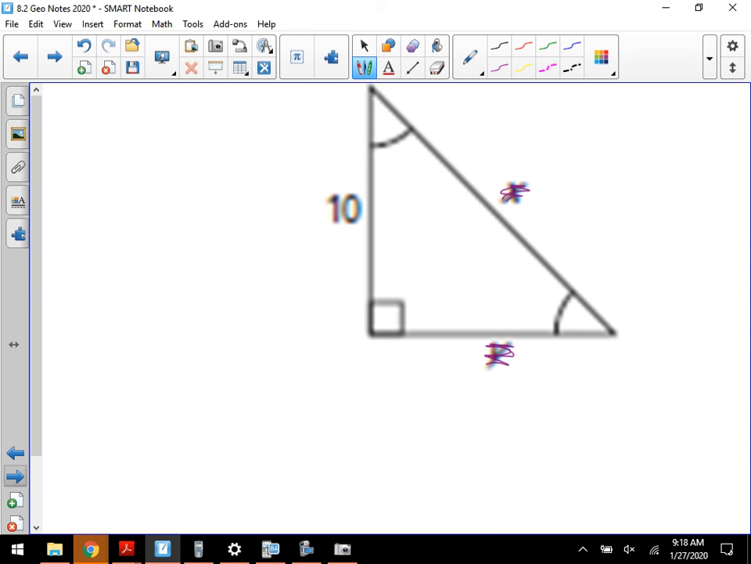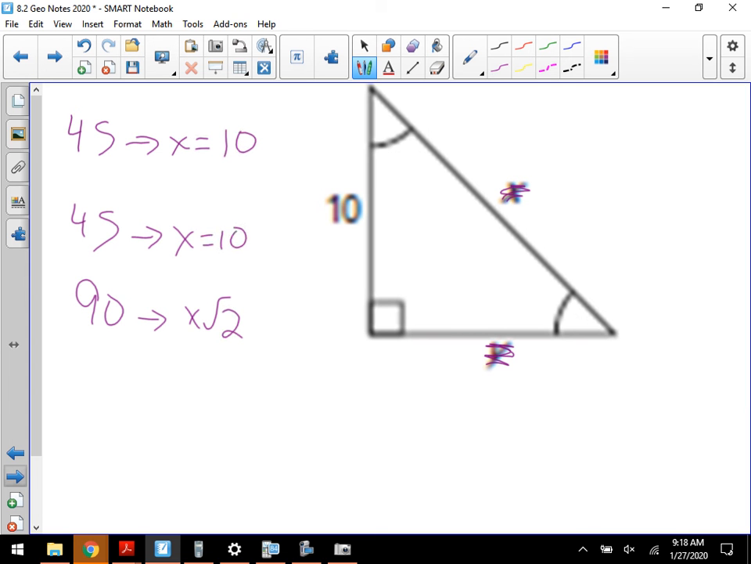Which one is this? This is 45, 45, 90. Good. So we know across from a 45, so we got 45, 45, 90. Correct? Correct. So if that one's 10, this one has to be 10, which means across from the 90 is how much? Not 10 over 2. 10 roots, yeah. Very good.